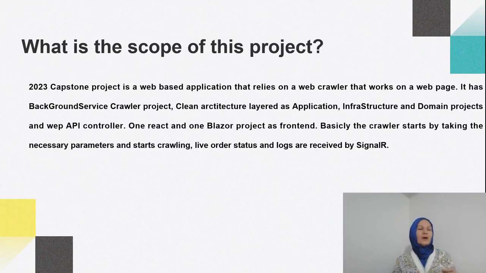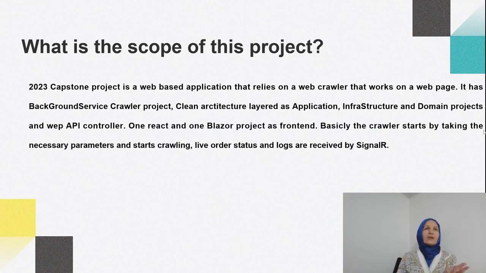So what's the scope of the capstone project? Our project is a web-based application, and there's a web crawler that crawls a web page. We have a background service, and a clean architecture layered application with infrastructure and domain projects, and of course a web API controller. For the front end, I have React and Blazor. Of course, the React part is much more complicated, because the Blazor project was done only in the backend part.